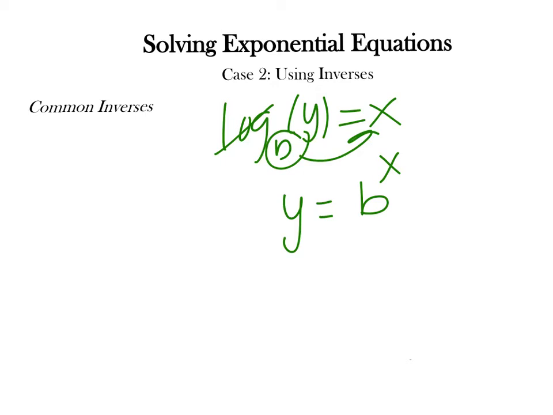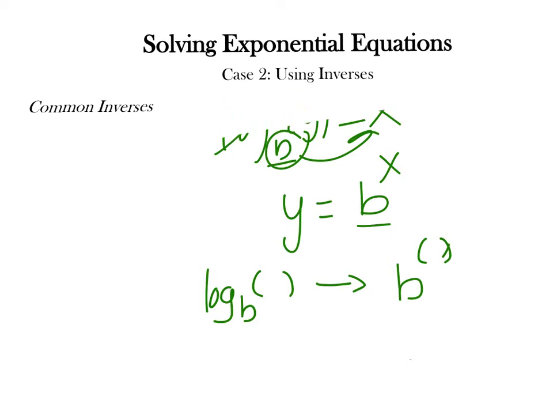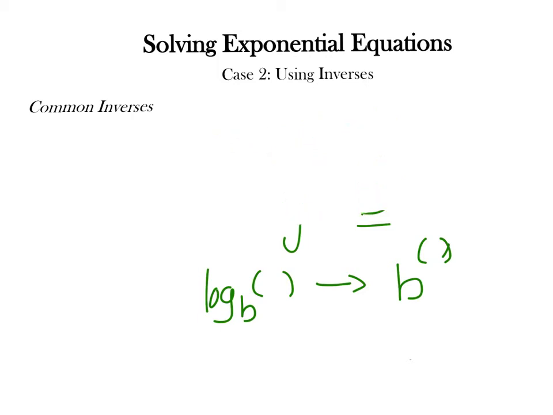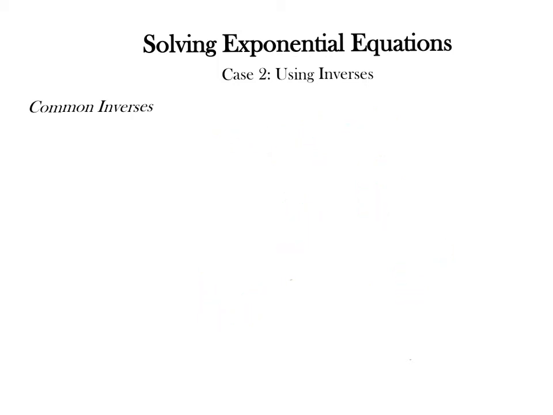Technically, because these two have the same base, log base b of this function should be the inverse of b to whatever function you're dealing with. Those two will always be inverses of each other. So if you're dealing with, let's say, 5 to the x or e to the x, or really anything, you can always take the same base and think of that as the inverse function.